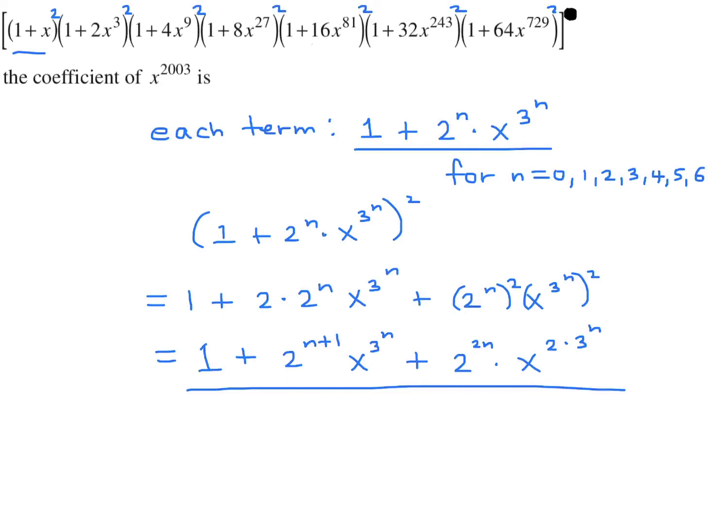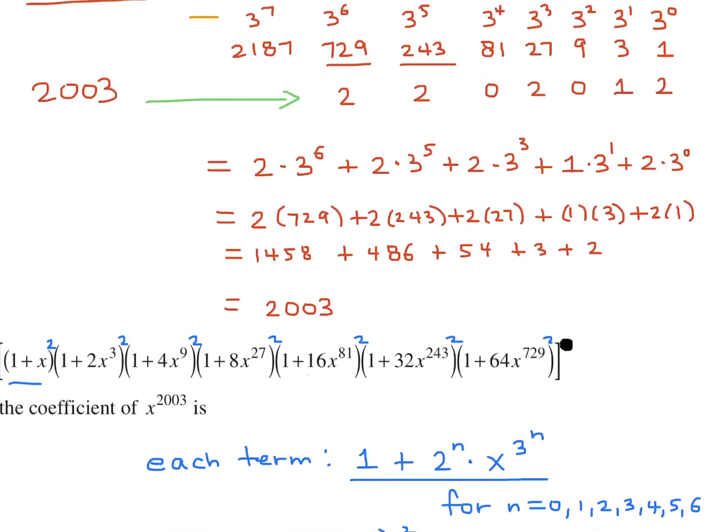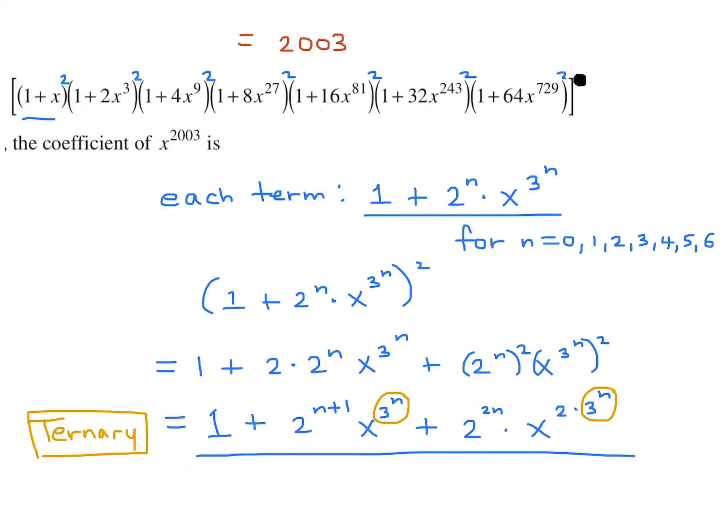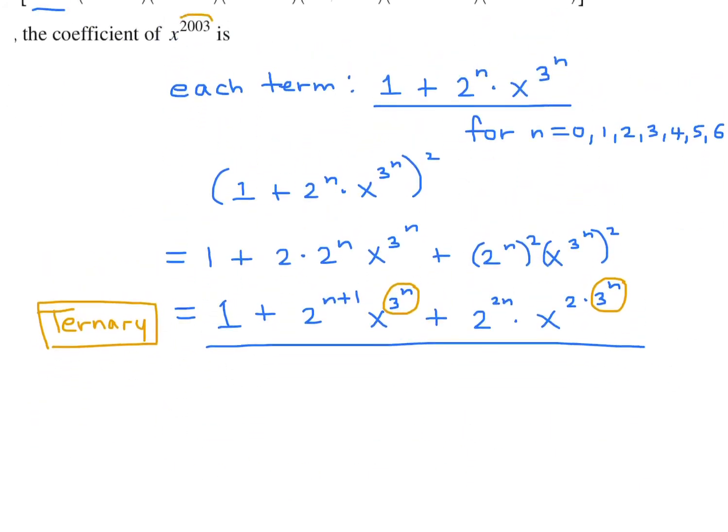Now, do you see anything that reminds you of ternary? I'll write that term here just to remind you. Do you see anything? I hope so, because this is ternary. 3 to the power of n. That's how we found numbers in ternary. Remember? 3 to the power of 0, 3 to the power of 1, 3 to the power of 2, 3 to the power of 3. Right? Right here. That's all ternary. So that means that we are going to find the coefficient of x to the 2003 using the ternary system.